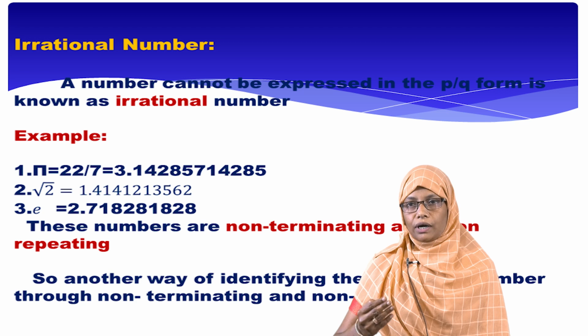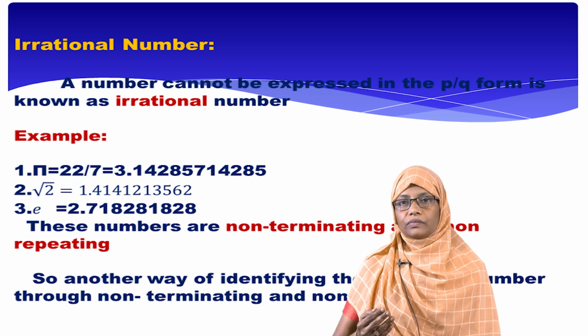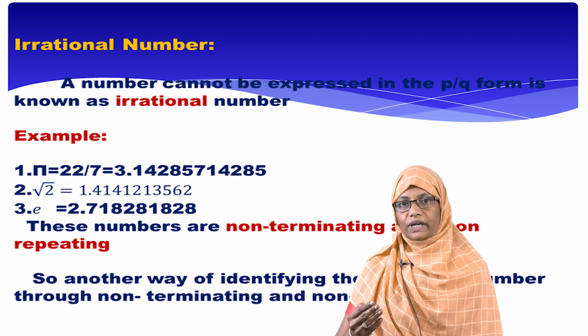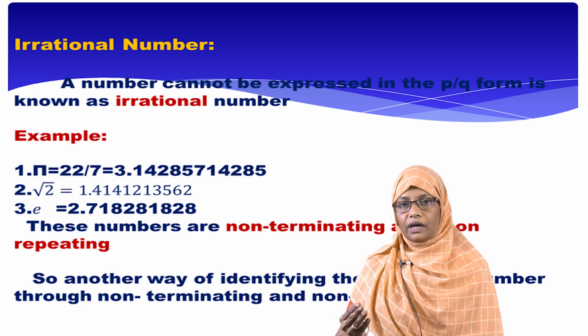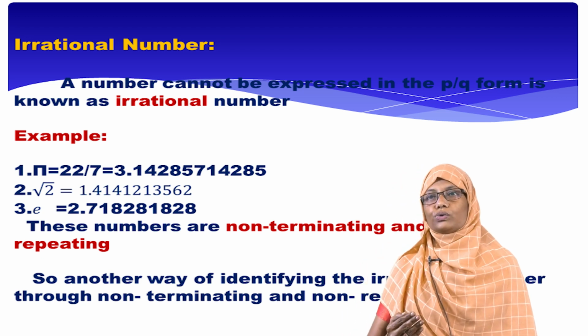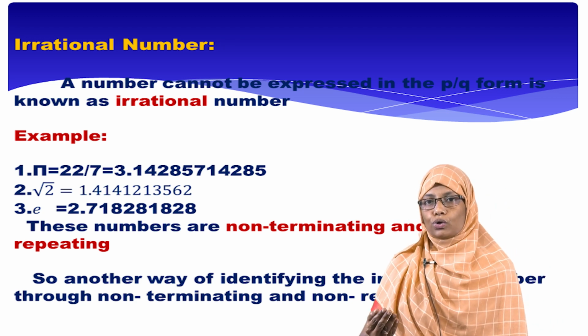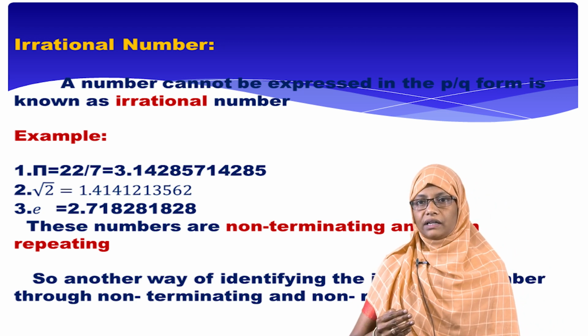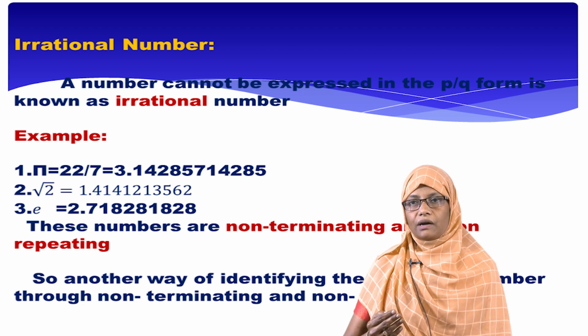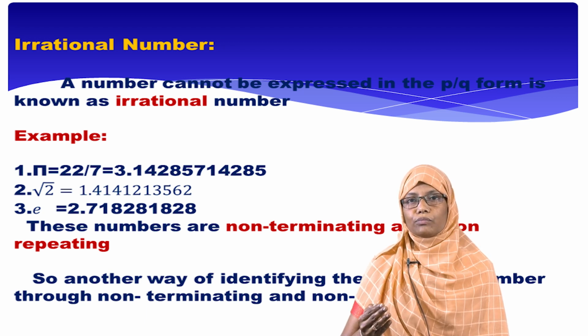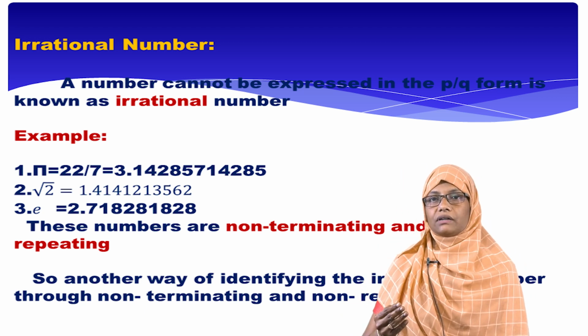Now, we next come to the irrational number. That is another important aspect of real numbers. What is an irrational number? It is just contrary to the rational numbers. So, you can easily define the irrational numbers. A number that cannot be expressed in the p by q form is known as an irrational number.